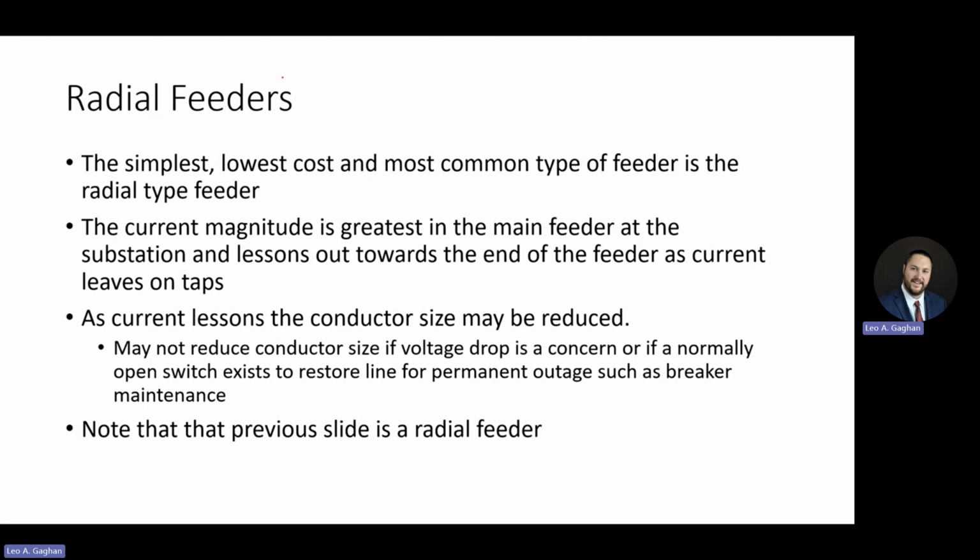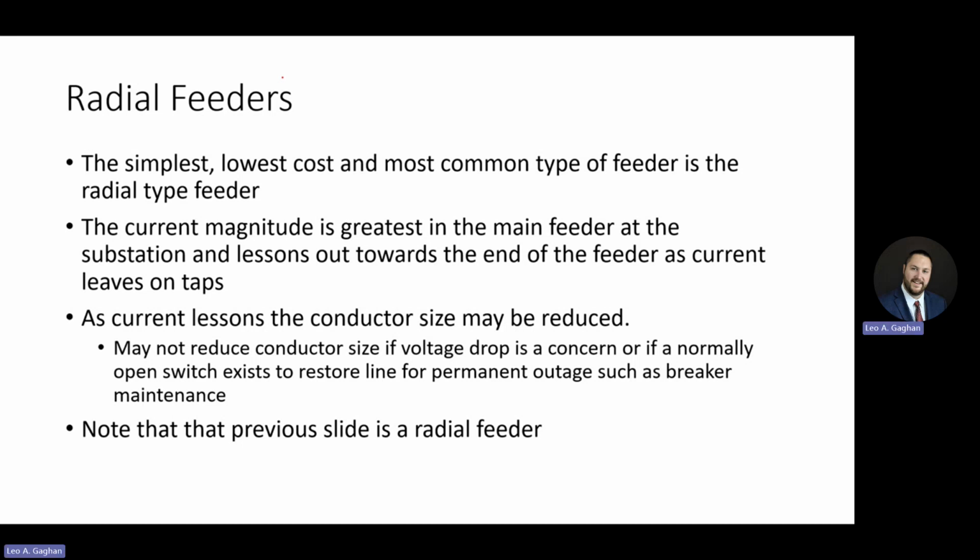So, radial feeders. The simplest, lowest cost, and most common type of feeder is the radial type feeder. The current magnitude is greatest in the main feeder at the substation and lessens out towards the end of the feeders, as current is used on the taps. That makes sense. As current lessens, conductor sizes may be reduced. You may not want to reduce the conductor size if voltage drop is a concern, or if there's a normally open switch that exists to restore the line for a permanent outage or breaker maintenance. So we talked about that.